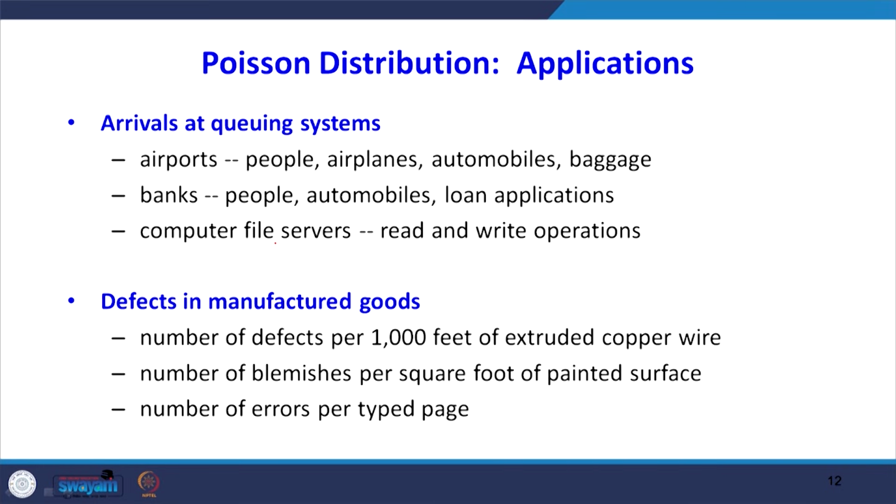The defects in manufactured goods can be considered an example of the Poisson distribution. For example, the number of defects per 1000 feet of extruded copper wire. See that n is very large and the probability of success is very low. Another example is the number of blemishes per square foot of painted surface. A blemish is a kind of defect in paint. Number of errors per typed page. These are examples of Poisson distributions.